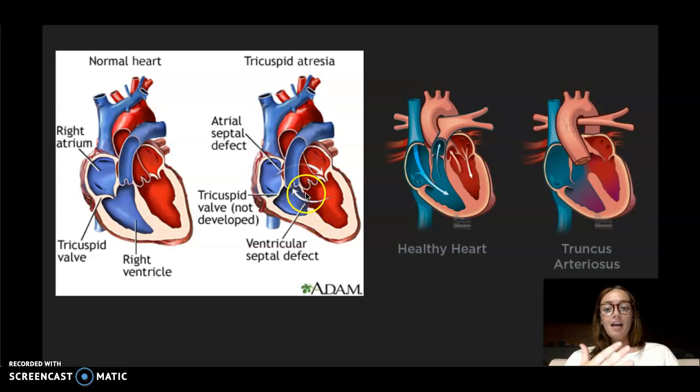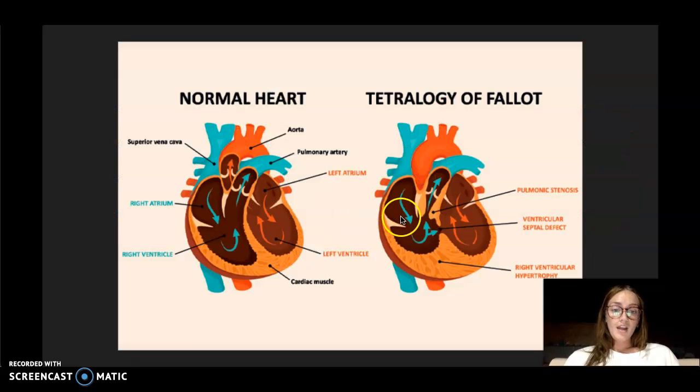There is a septal defect in both of these that affects the blood being pushed appropriately through either the left or right ventricles. Also with tetralogy of Fallot, we're seeing that deoxygenated blood is able to seep into the left ventricle and go to the aorta when it should be pushed into the lungs to be oxygenated.